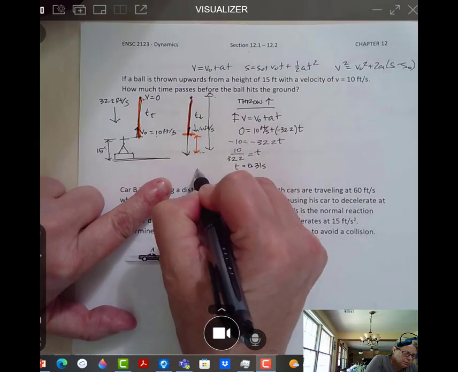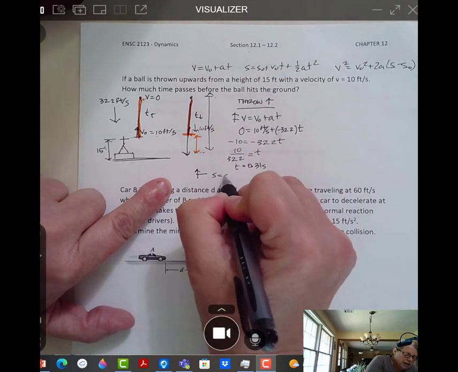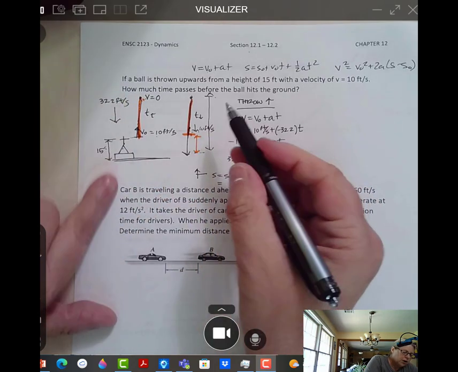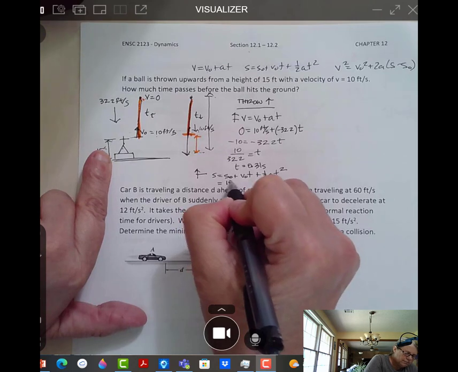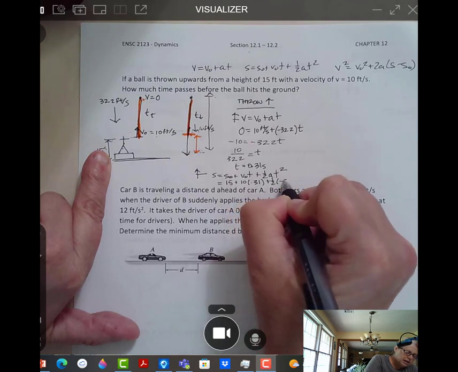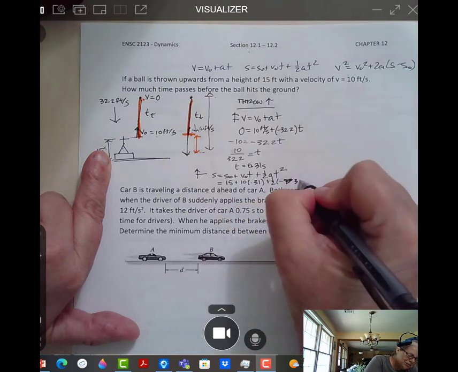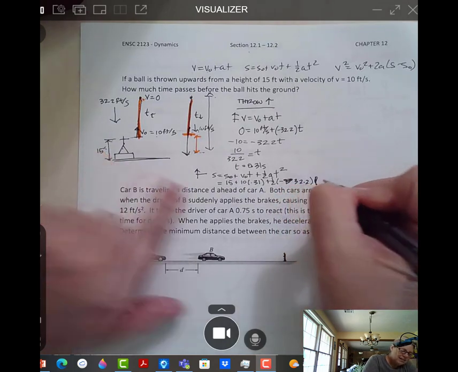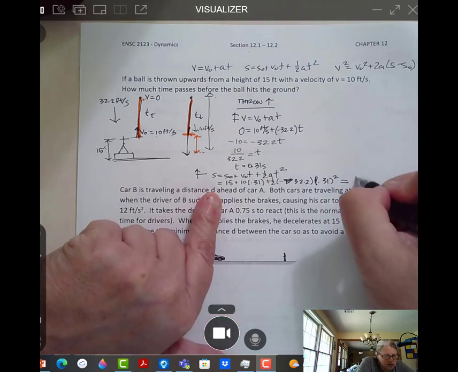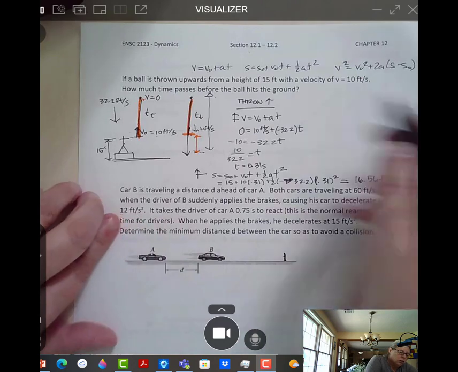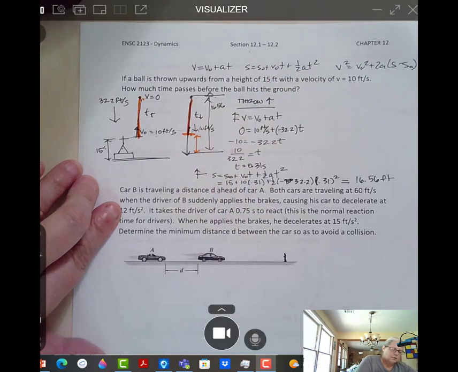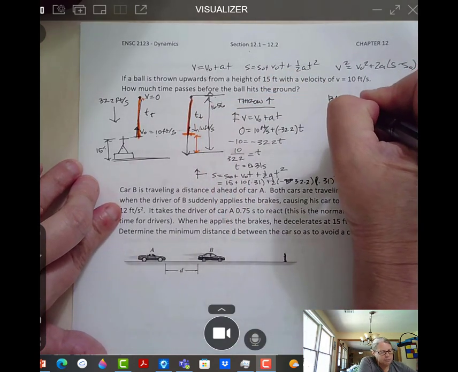If I'm going up, then I have S equals S naught plus V naught T plus 1/2 AT squared. I don't know how far up is, but I'm already starting at 15 feet, plus 10 times, it takes 0.31 seconds to get there, plus 1/2 times negative 32.2, and then again, I have that t squared, 0.31 squared. And if I look at this, my positional change is to 16.56 feet. So I know up here, this whole distance is 16.56, okay? So now we're going to have the ball fall.